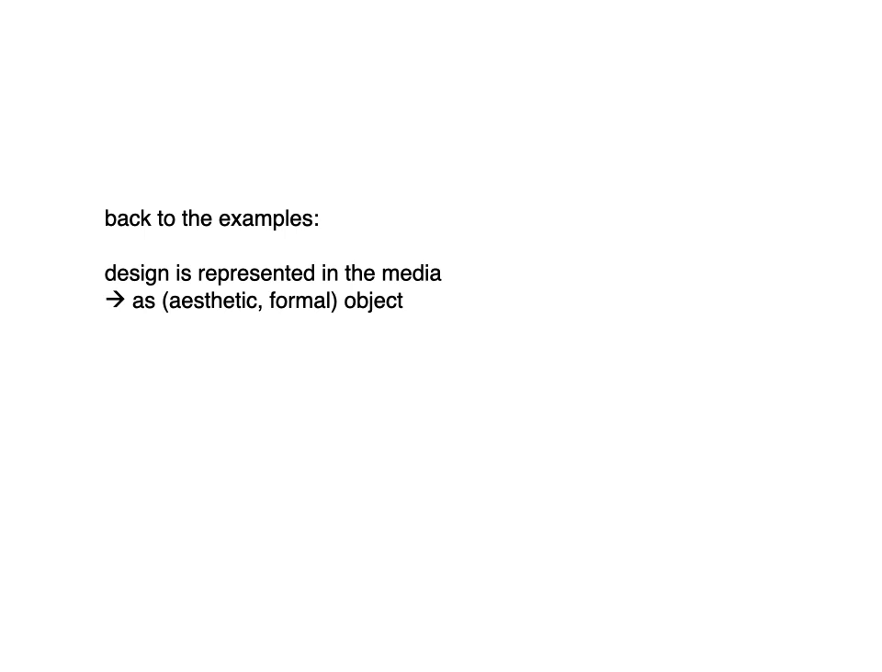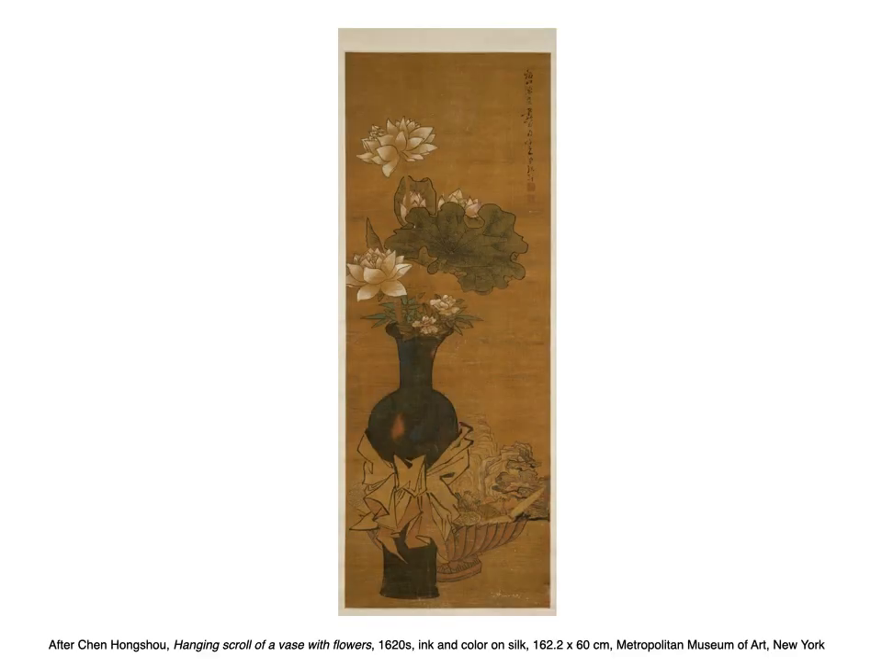But back to the examples. So I started with the notion that design is represented in the media as an aesthetic and formal object. And here's a first example that might underscore this. It comes from a hanging scroll from the 1620s, Chinese in origin. And you can see that the piece of design, the beautifully made vase, and arguably other pieces of design, you could say the flower arrangement, you could say the basket weaving, but mainly in terms of coloration, although this is quite bleached out as a hanging scroll, the ceramic vase itself is put into the foreground.